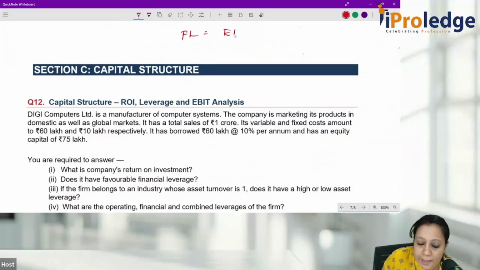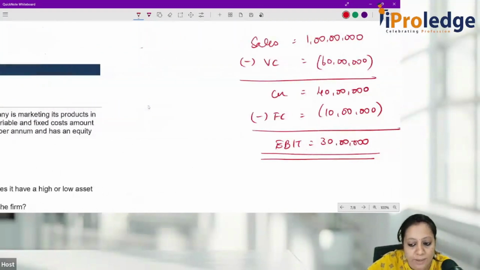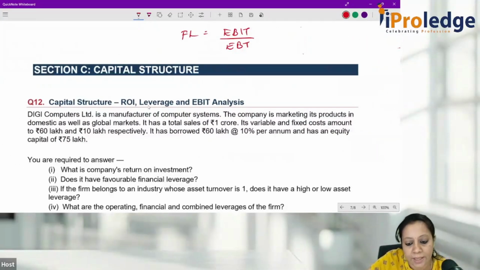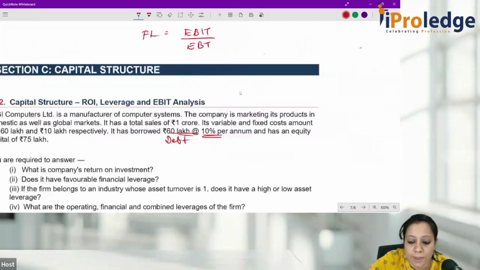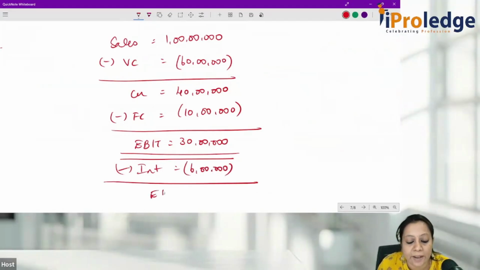Financial leverage is equal to EBIT divided by EBT. EBIT we know, we just calculated that as 30 lakhs. What is the interest? If we know that, we can find out the EBT also. Debt is 60 lakhs at the rate of 10 percent. That means 60 lakhs into 10 percent, so interest is going to be 6 lakhs. So minus interest of 6 lakhs, we get EBT is equal to 24 lakhs.